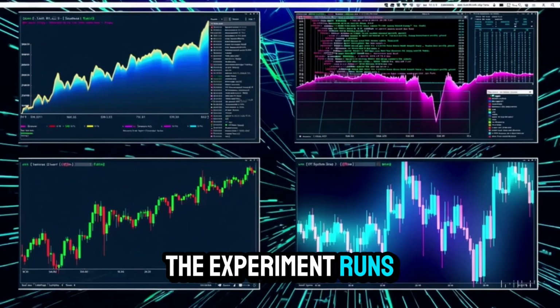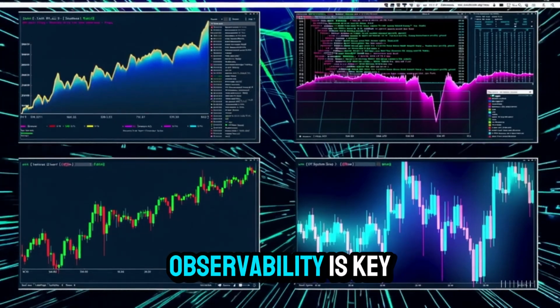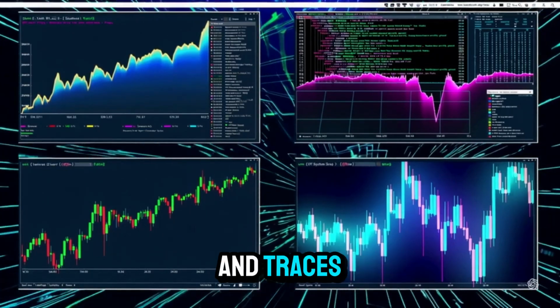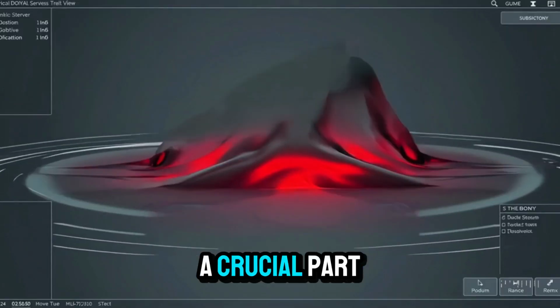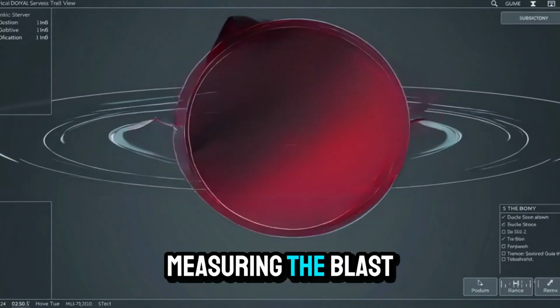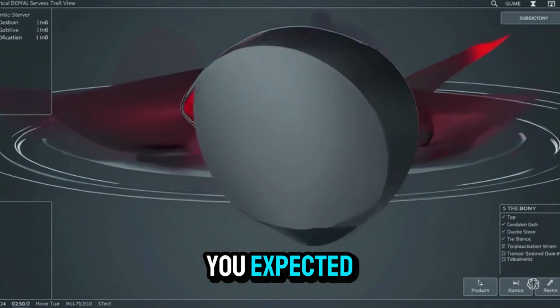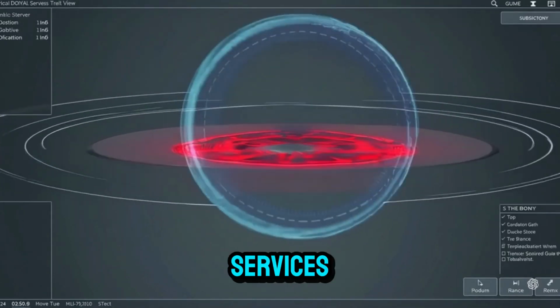While the experiment runs, you observe everything. This is where observability is key. You monitor metrics, logs, and traces to see exactly how the system behaves under stress. A crucial part of this is measuring the blast radius. Did the failure stay contained as you expected, or did it cascade and cause unexpected problems in other services?